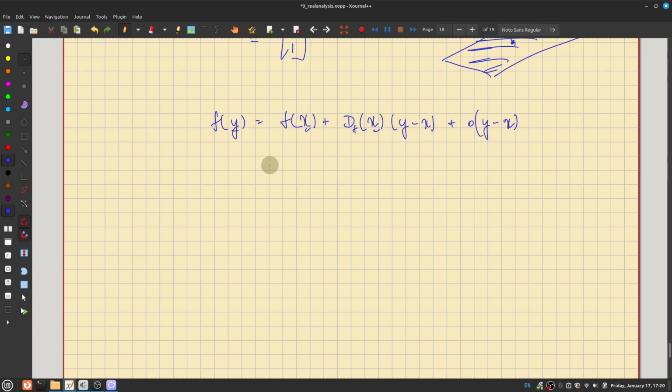Okay. So the following function h of y equals f of x plus df of x times y minus x. This is nothing but the tangent plane that passes through x.